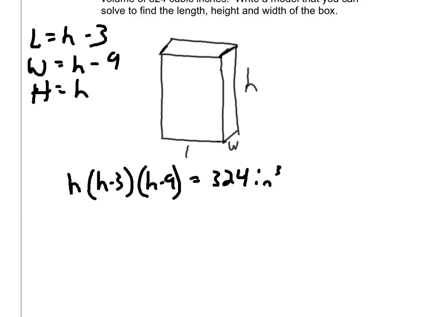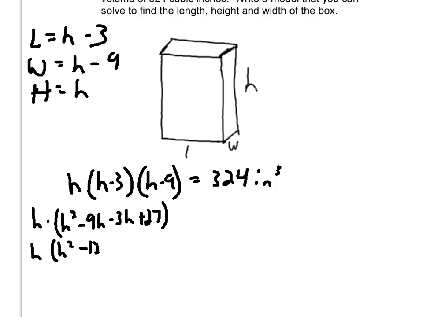Okay, first thing I'm going to do is FOIL these two. So we're going to have h times, and then I'm going to FOIL these. So the first is h squared, the outers is minus 9h, the inners minus 3h, and then the last plus 27. Okay? So we can condense that to say h times h squared minus 12h plus 27.